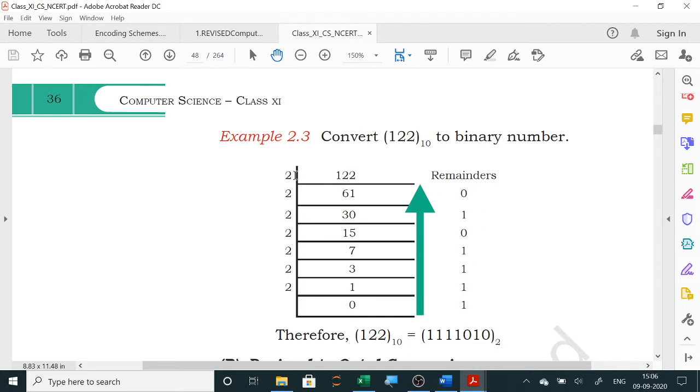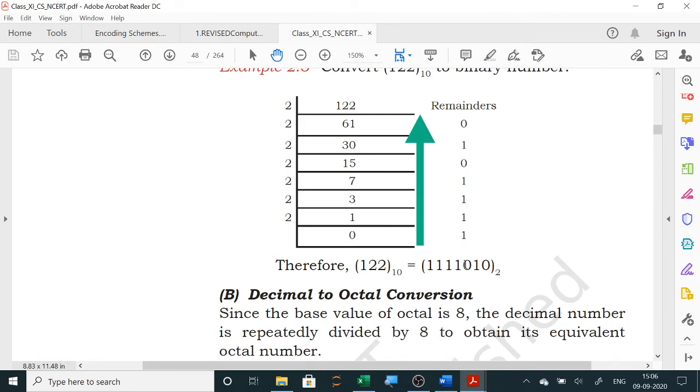So here you can see 2 61s are 122, remainder 0. 2 30s are 60, remainder 1. 2 15s are 30, remainder 0. 2 7s are 14, remainder 1. 2 3s are 6, remainder 1. 2 1s are 2, remainder 1. 2 0s are 0, remainder 1. So the answer is 1111010. You can see the answer here, 1111010. Now there is one more method where you can check your answer.